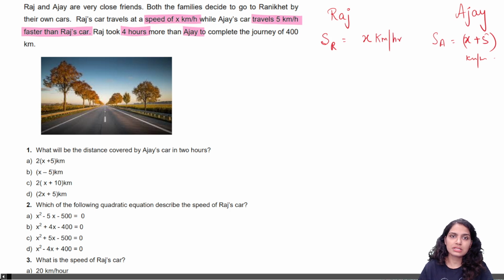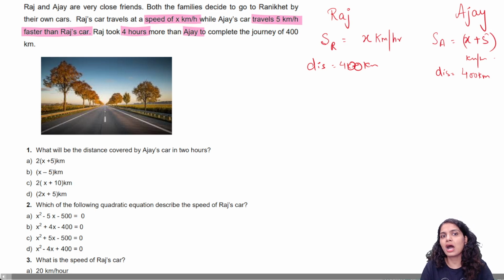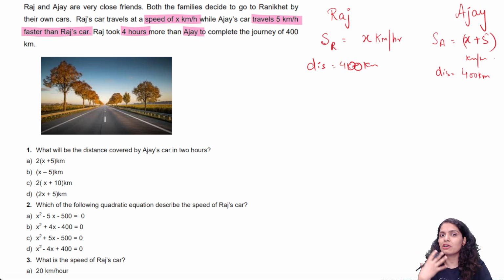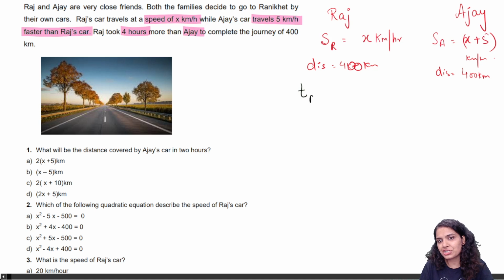Now, of course, we can see that the speed of Raj is less than the speed of Ajay, and since both are covering the same distance, the distance will remain common, which will be 400 kilometers, right? Okay, 400 kilometers. Now the next part over here is that Raj took 4 hours more. Of course, because the speed of Raj is less, he's gonna take extra time. And let's say the time taken by Raj is TR and the time taken by Ajay is TA. So TR is greater than TA, right?